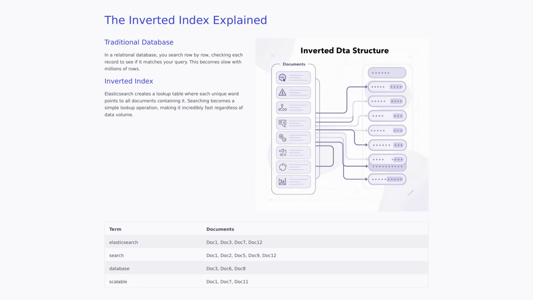Elasticsearch organizes data smartly, tying words to their document homes for swift access. Say goodbye to slow searches. With an inverted index, speed and scalability are the new norm.